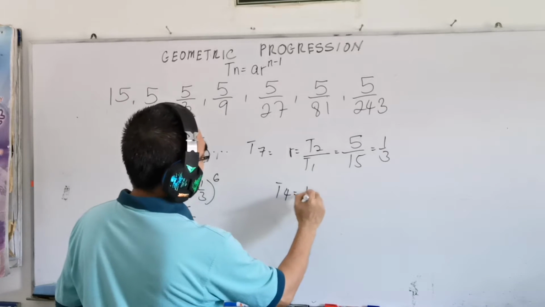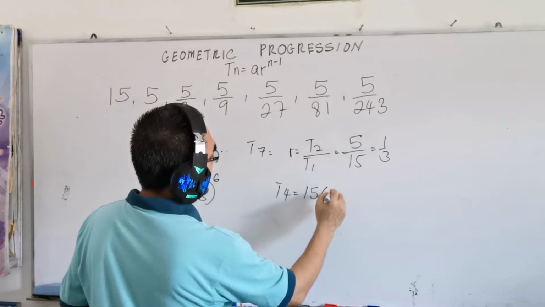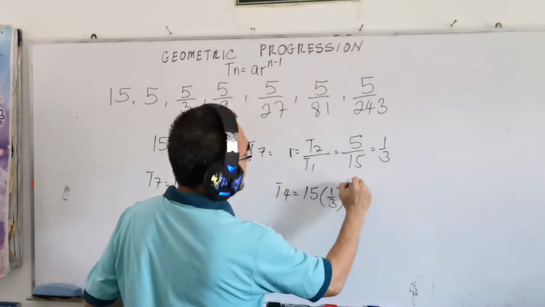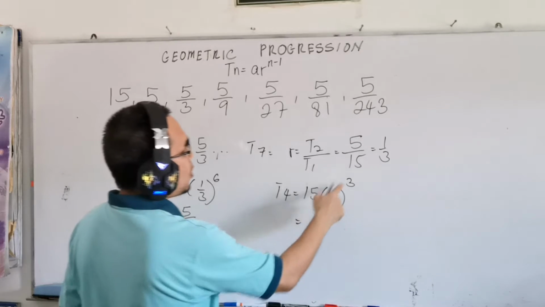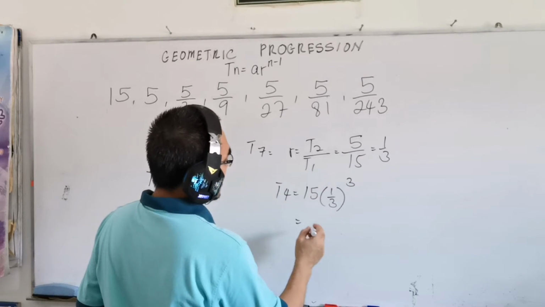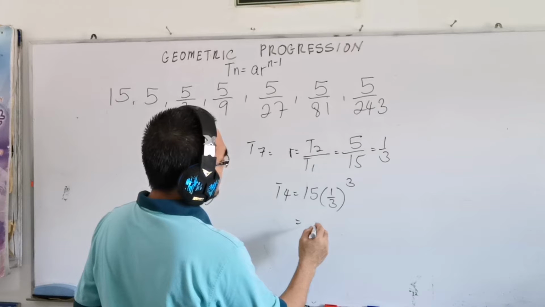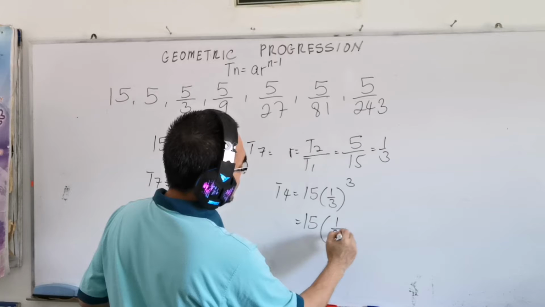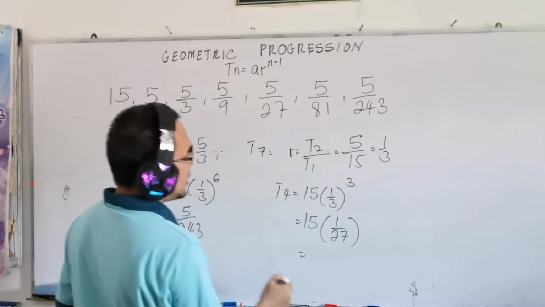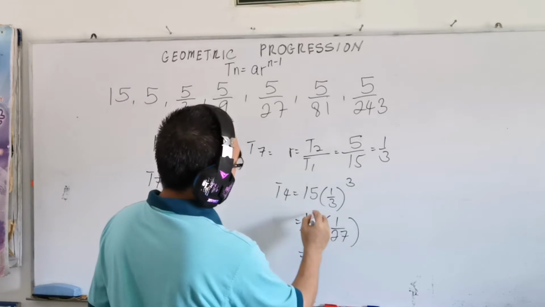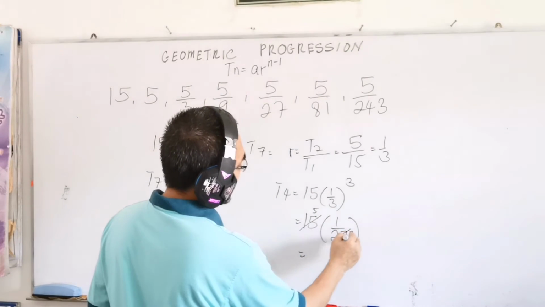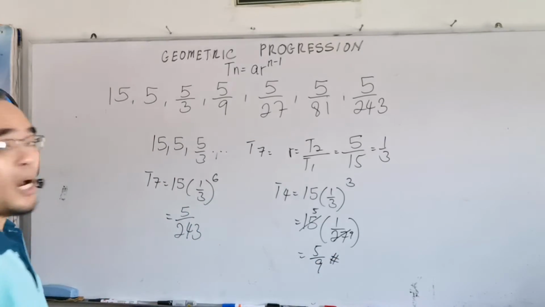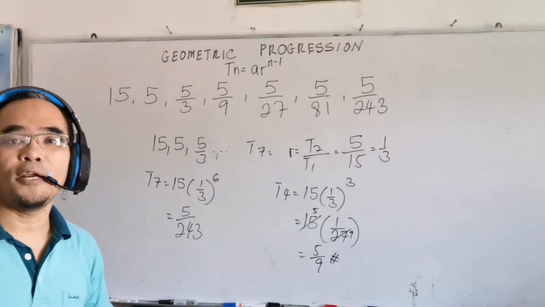Let's try another term, T4, for example. It will be 15 times our R to the power of 3. So 1 over 3 to the power of 3 will be 1 over 27, so 15 times 1 over 27. Then you can divide by 3: you get 5 here, you get 9 here. So 5 over 9. I'm going to use examples from this arrangement only.